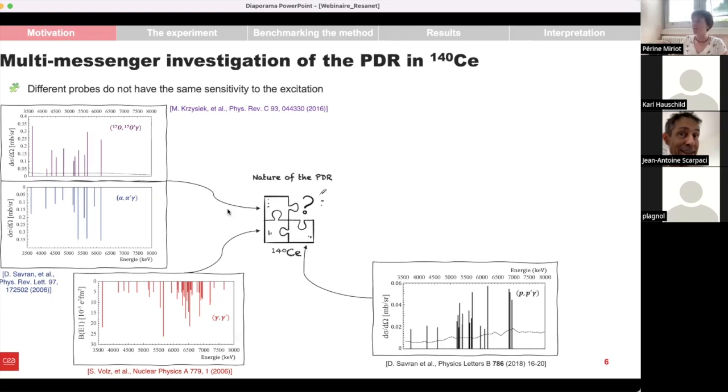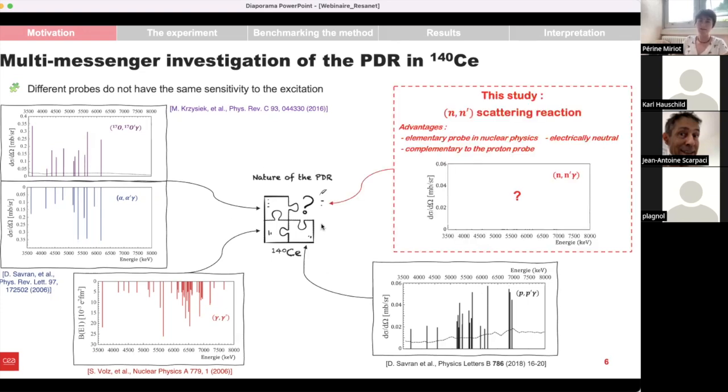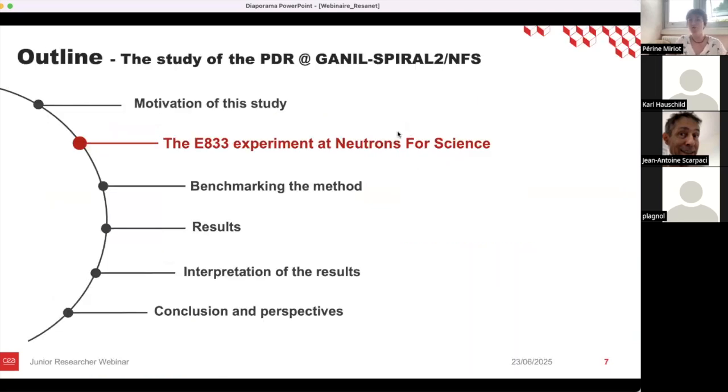And the goal of my PhD lies in this framework and is to study for the first time the pygmy dipole resonance using the neutron probe, so via neutron inelastic scattering. And as I mentioned before, it is a probe which is really complementary to the proton probe, for which we already have experimental data. So this is the first time that it is done, and it was made possible thanks to the Neutron for Science facility at GANIL SPIRAL2.